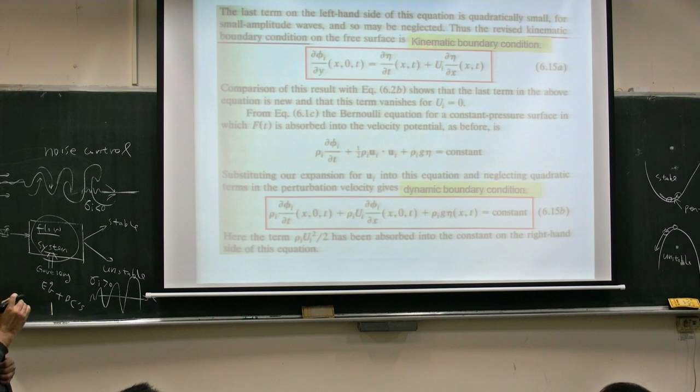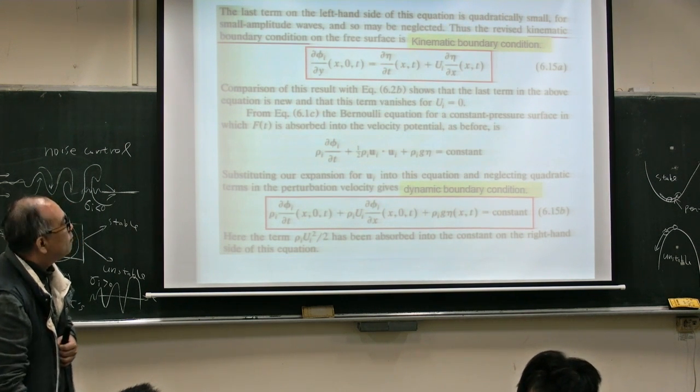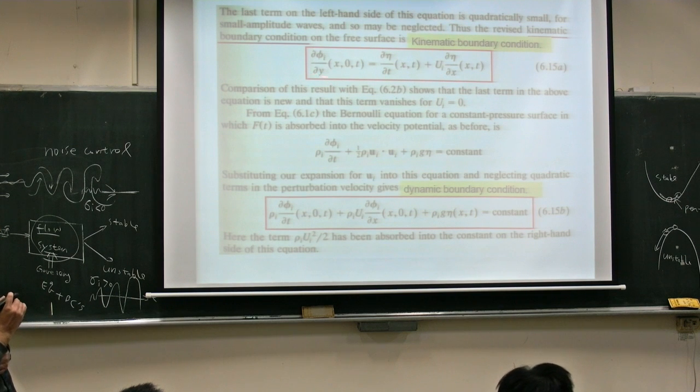And here this is a boundary condition at the interface. So y equal to 0 is our interface. Okay, y equal to 0 is our interface. So this is a kinematic boundary condition. You should be able to write it.